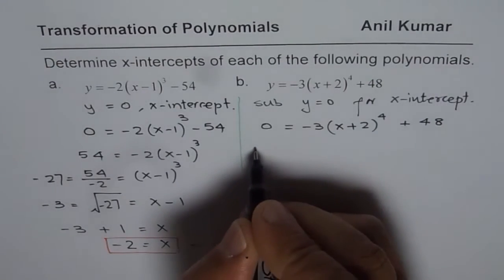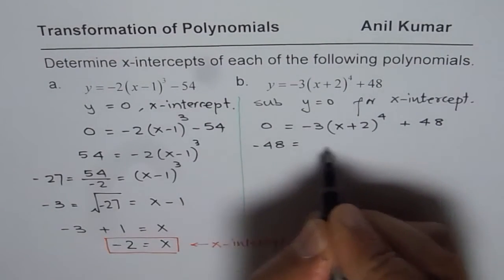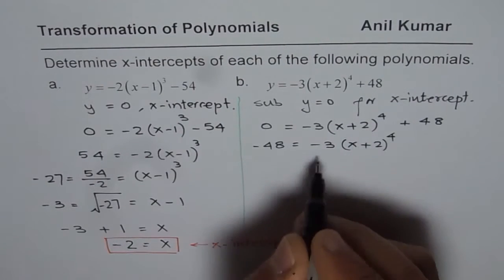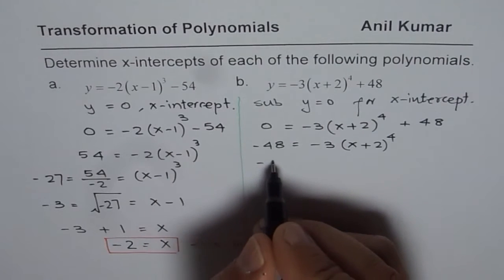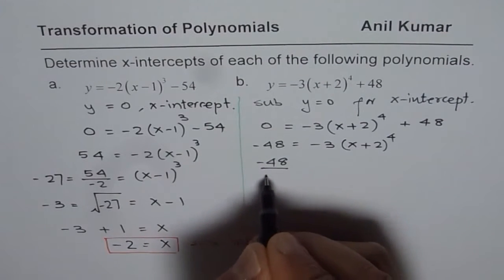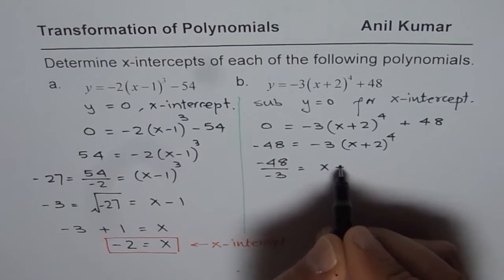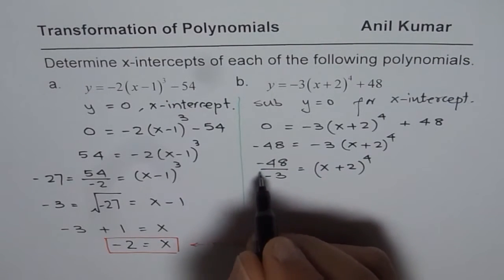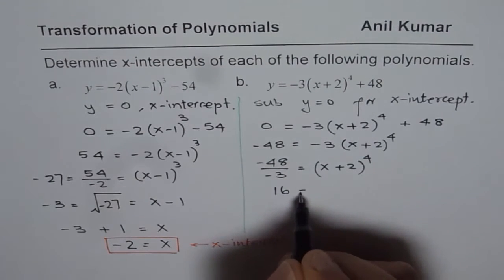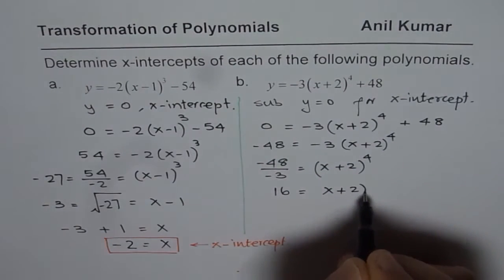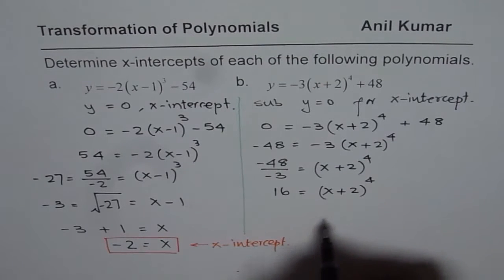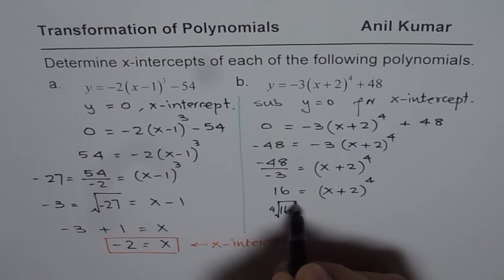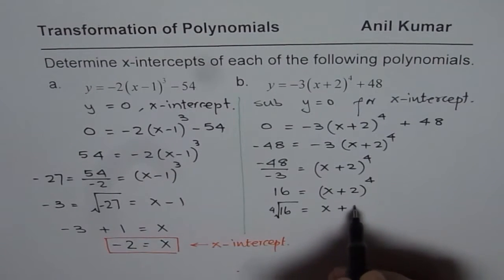Bringing 48 to the left, minus 48 equals minus 3 times (x plus 2) to the power of 4. Divide by minus 3, so we have minus 48 divided by minus 3 equals (x plus 2) to the power of 4. Now this is 16, right? Minus minus cancel out, so 16 equals (x plus 2) to the power of 4. Now we can take the fourth root, right? So the fourth root of 16 is equal to x plus 2.